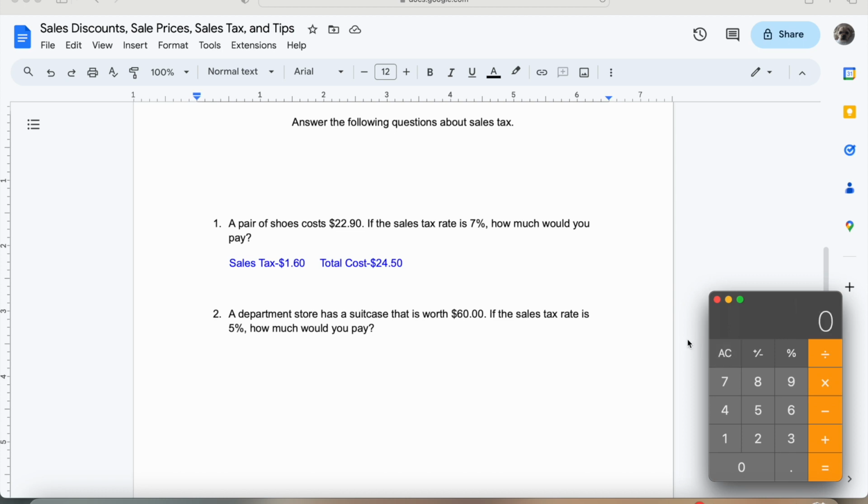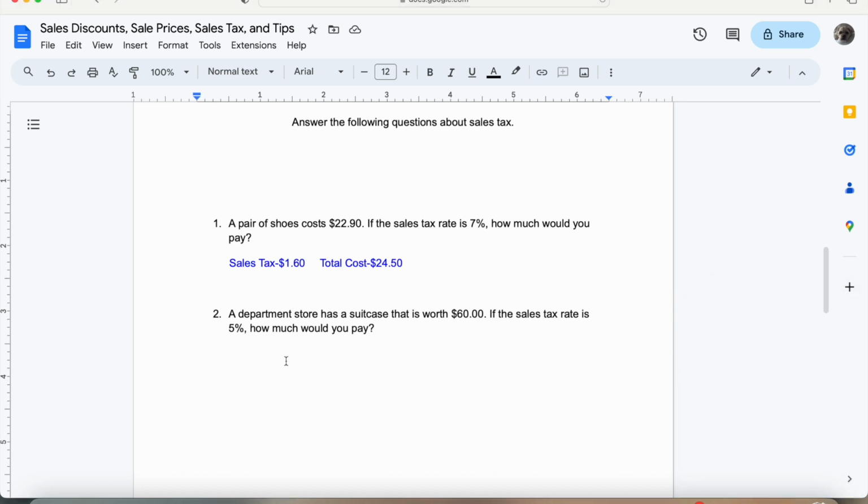So if we take $60 and we multiply it times 5%, that will give us $3 for the sales tax. Then from here, if we take $60 and we add $3, that will give us $63 for the total cost. So the sales tax is $3 and the total cost is $63.